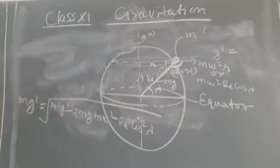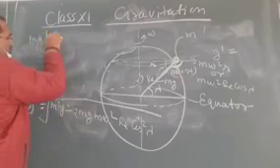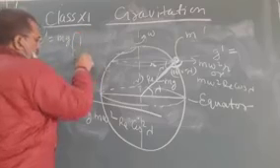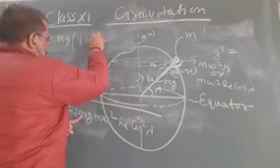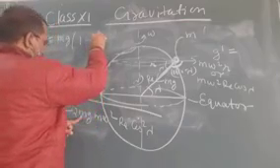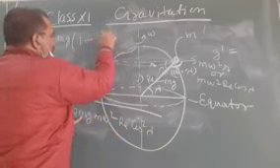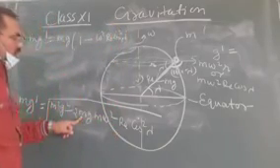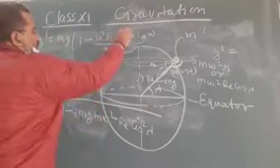Now take common from this. So we will get mg as common, times 1 minus m square common g upon omega square r cos square lambda by g, to the power half.